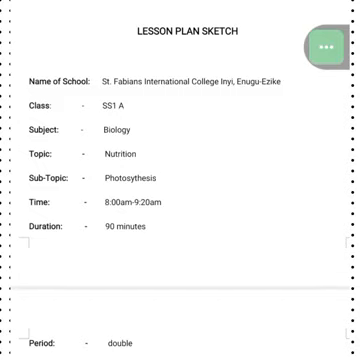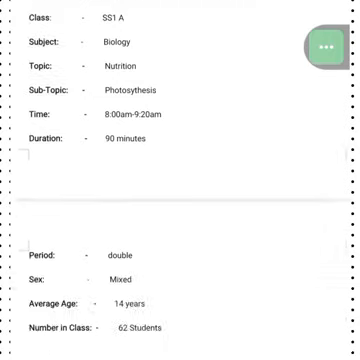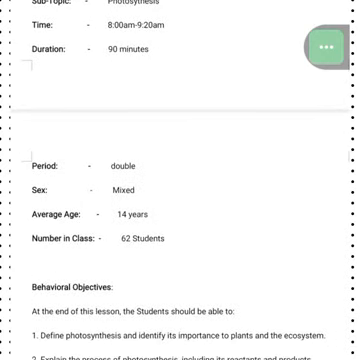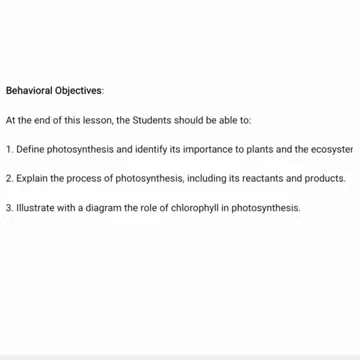After the first component, the next one we have is behavioral objectives. Under the behavioral objectives, we saw how I put it here. This is how you are also going to do yours. At the end of this lesson, the student should be able to: 1. Define photosynthesis and identify its importance to plants and the ecosystem. 2. Explain the process of photosynthesis, including its reactants and products. 3. Illustrate with a diagram the role of chlorophyll in photosynthesis.